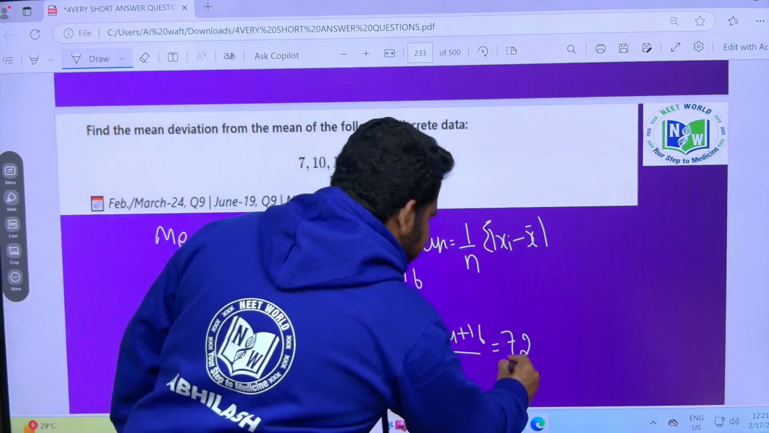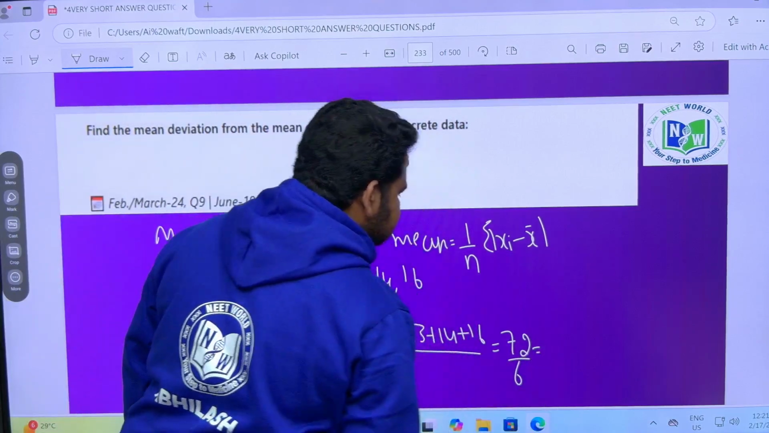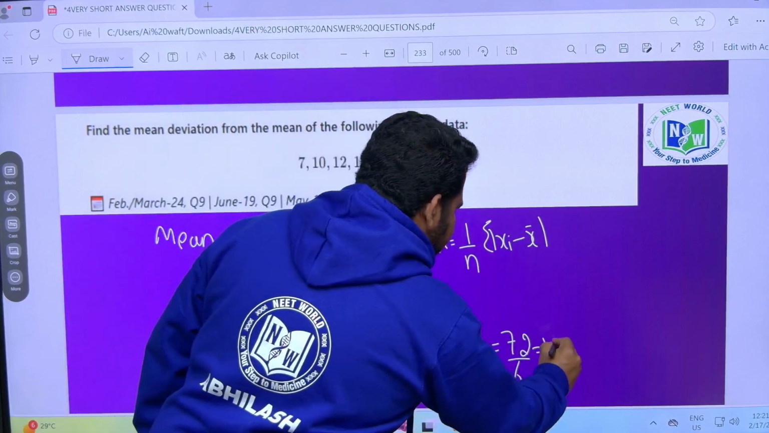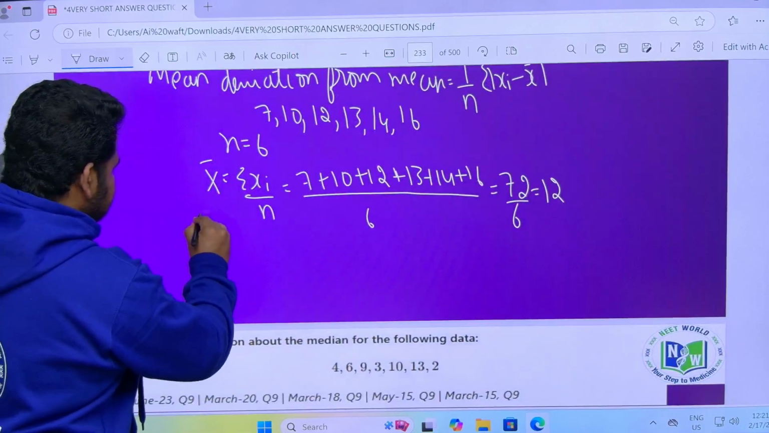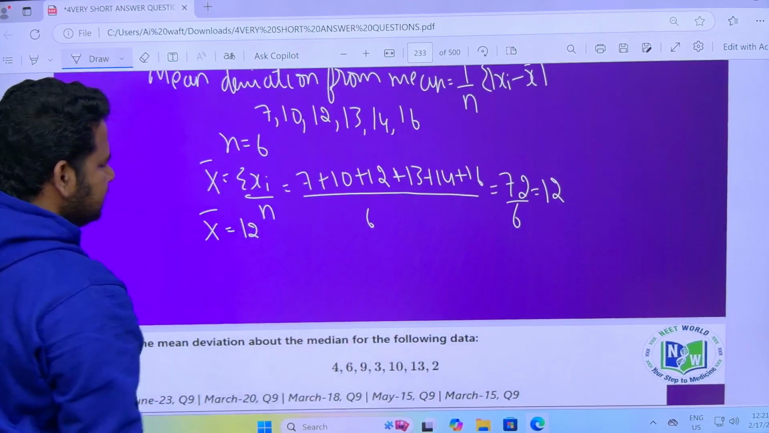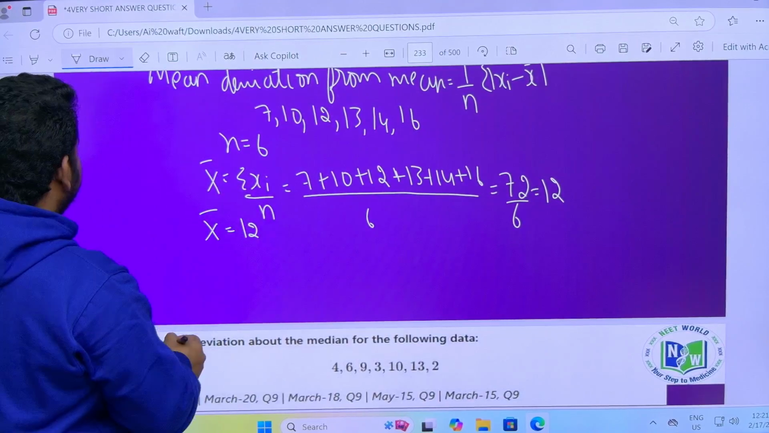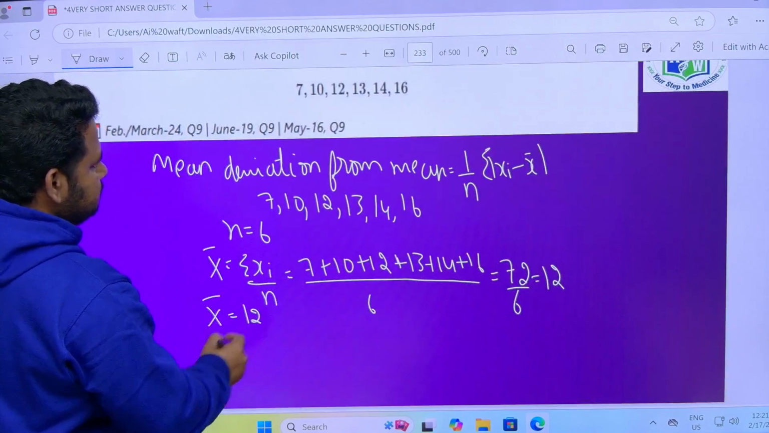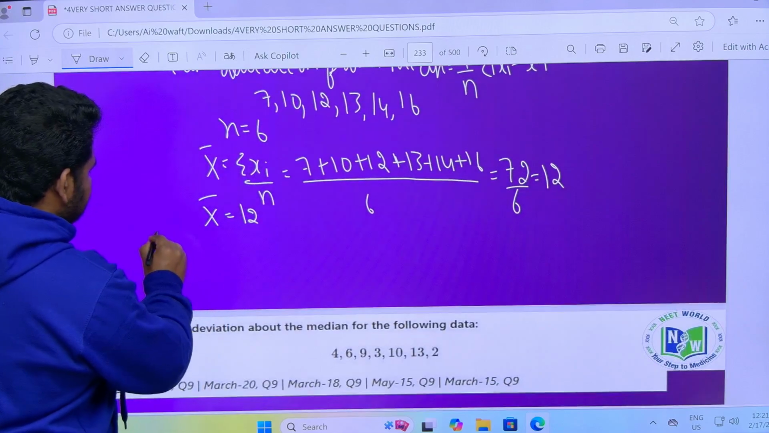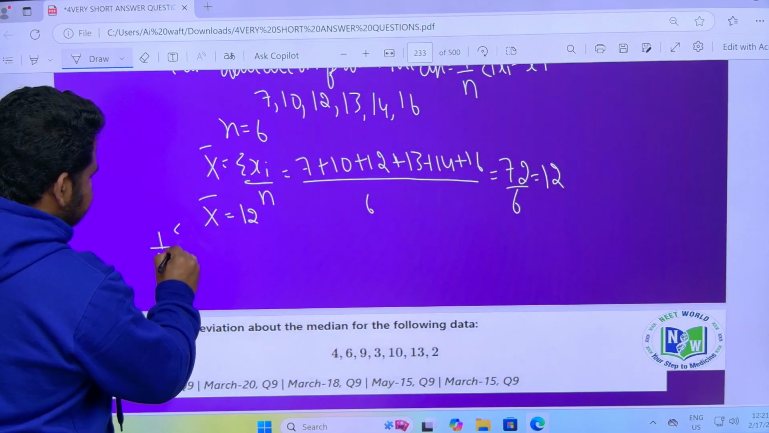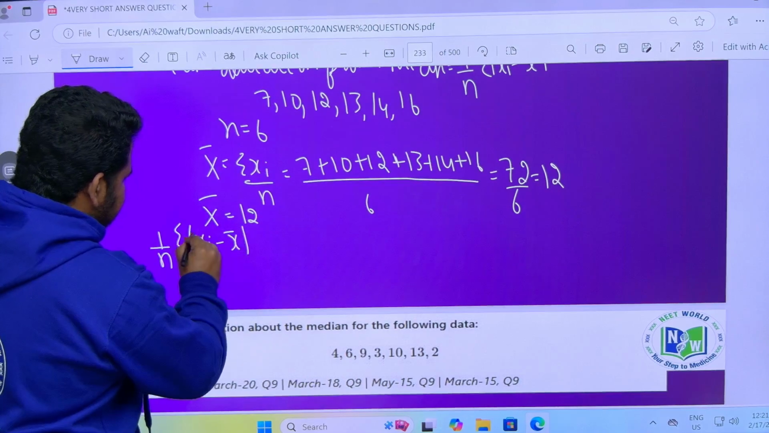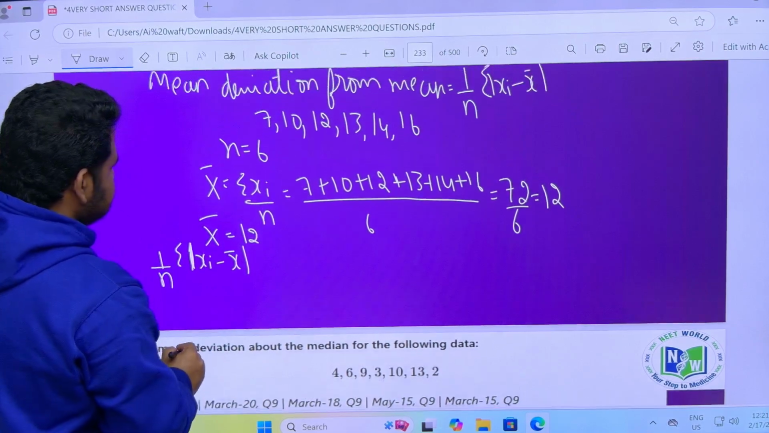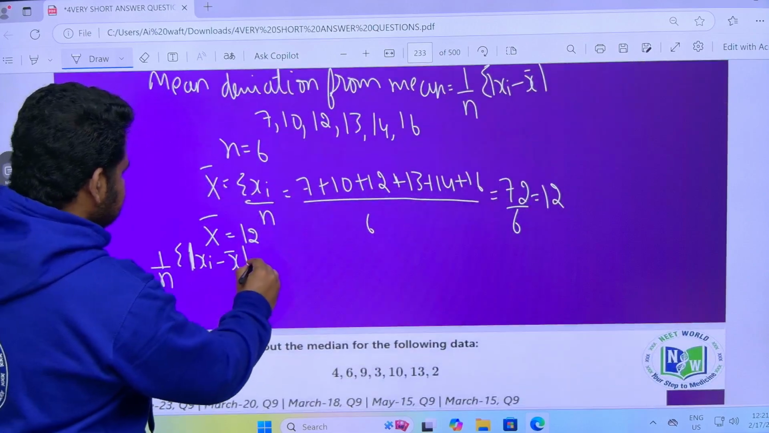72 by 6. So 6 12s are 72. So x bar will be equal to 12. So x bar we got as equal to 12. So the formula, we have to find mean deviation about the mean, that is 1 by n summation of xi minus x bar. This is not a bracket, this should be modulus. Okay, this is modulus.